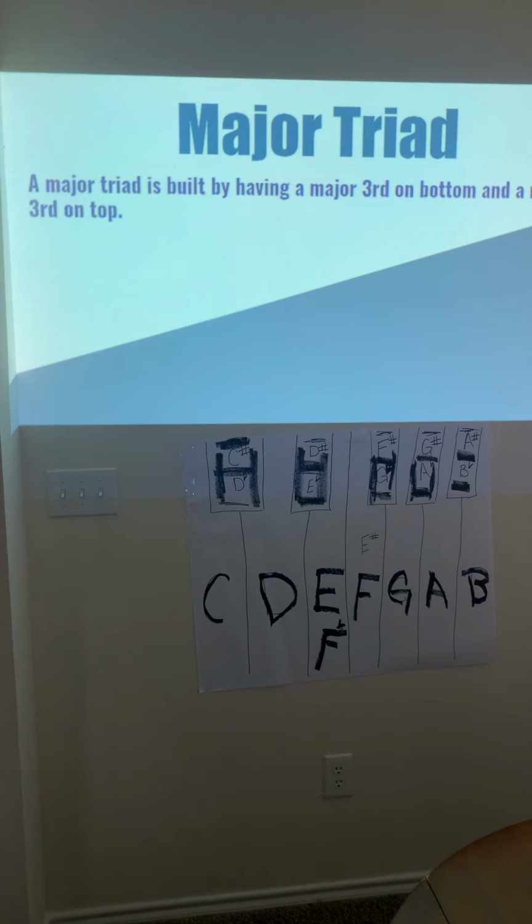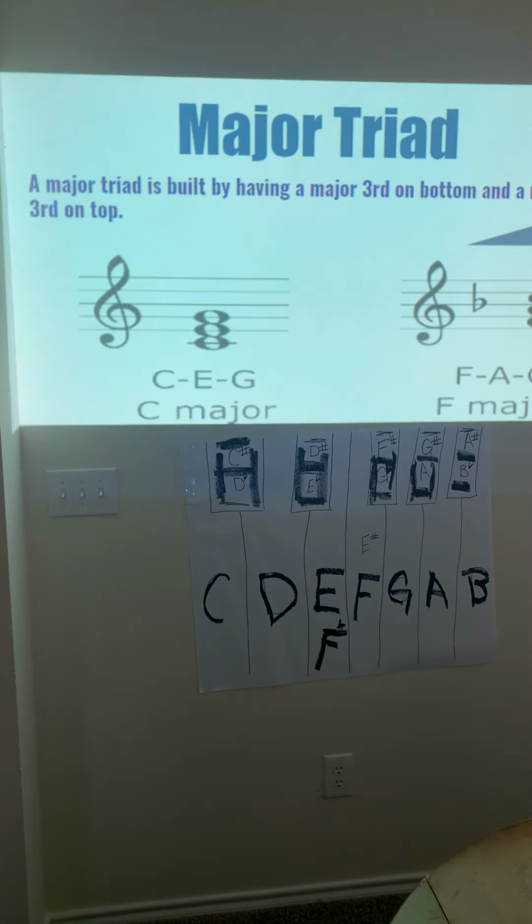Okay, let's keep going. Now, let's talk about a major triad. It says a major triad is built by having a major third, that's important. These 2 words here, major third on bottom and a minor third on top. We're going to look at an example. Here we go. I have 2 examples up here. I have an example of C major and F major.